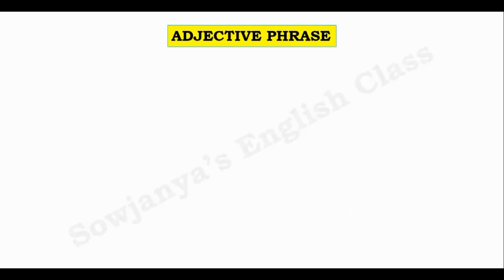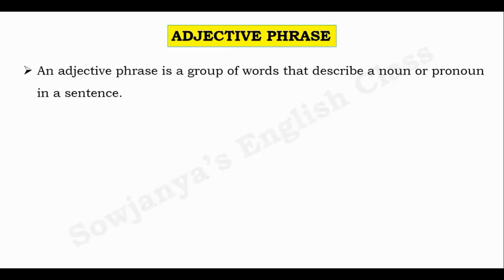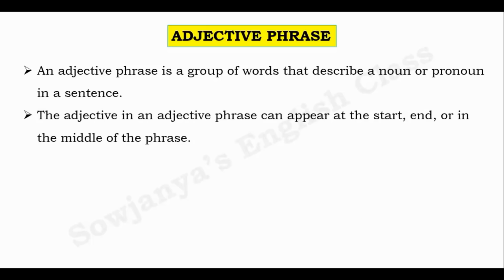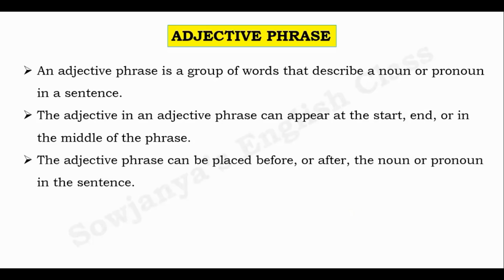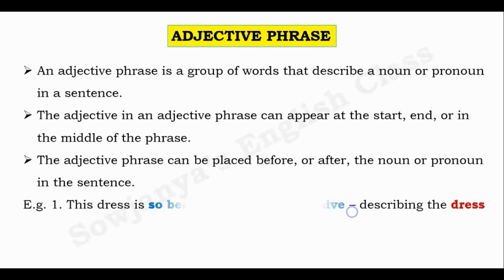Next one is adjective phrase. An adjective phrase is a group of words that describe a noun or pronoun in a sentence. What is the duty of an adjective in a sentence? To modify a noun or pronoun. Exactly like that, an adjective phrase also functions the same. The adjective in an adjective phrase can appear at the start, end, or in the middle of the phrase. It doesn't matter at all. The adjective phrase can be placed before or after the noun or pronoun in the sentence. It also doesn't alter anything.